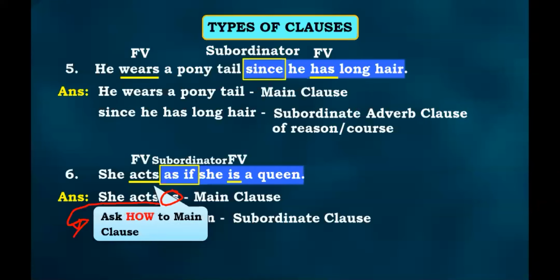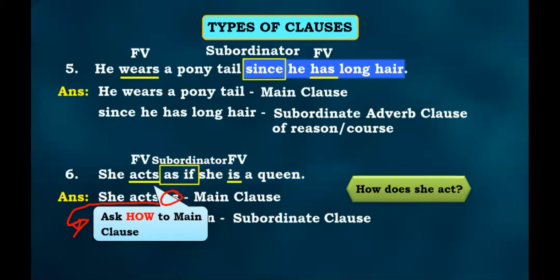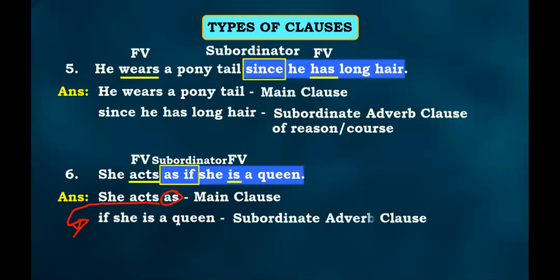Yes, so the correct question is, how does she act? How does she act? As if she is a queen. We have not compared anything, guys. So how does she act? As if she is a queen. So it is an adverb clause of manner. Very clear with this? Okay. Do we have any doubts here? Okay, guys. Now moving on to the next five types.